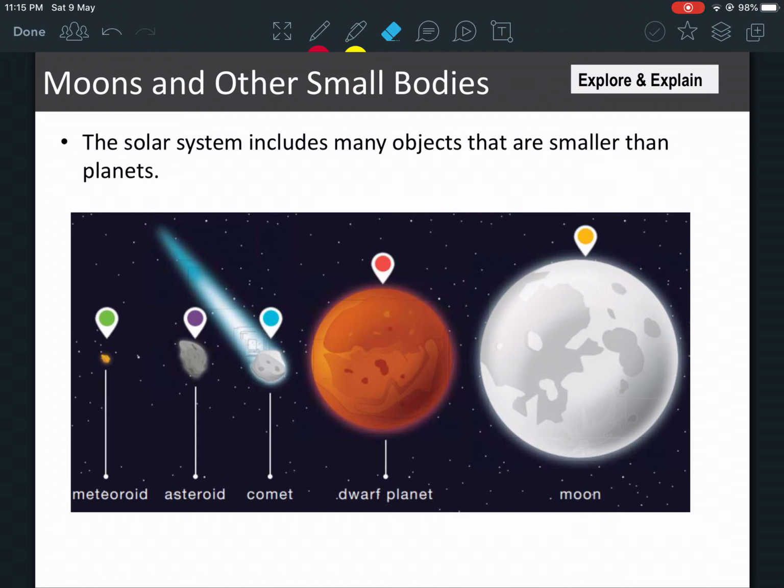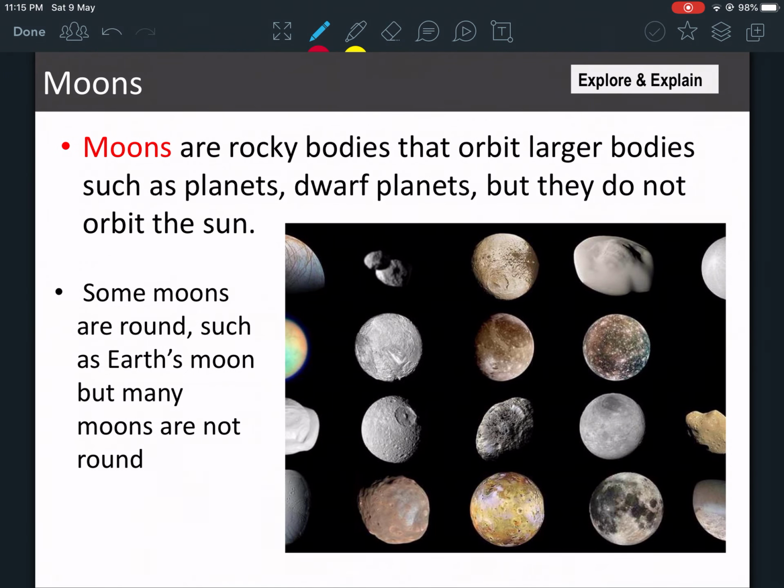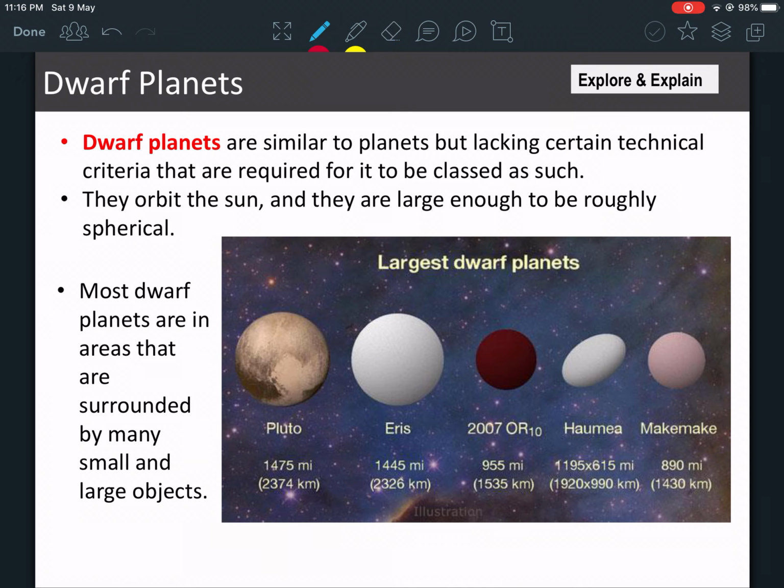That's very important. Okay, so moons are rocky bodies. They orbit larger bodies such as planets, dwarf planets, but they do not orbit the sun. This is very important. They don't orbit the sun. That's why they're moons. They're not dwarf planets. Some moons are round, such as the Earth's moon, but many are not round. You can see that. Some moons are not round. They're not spherical.